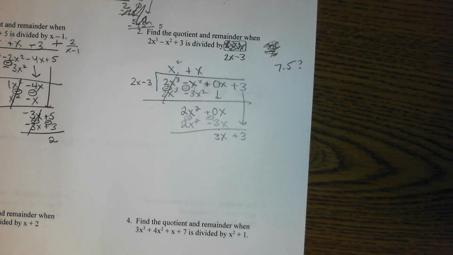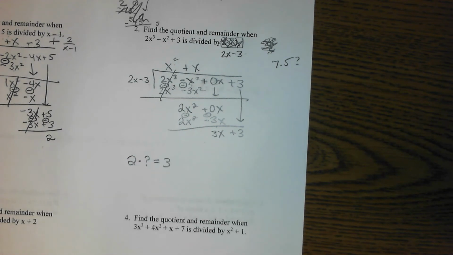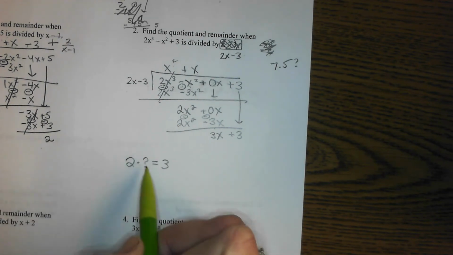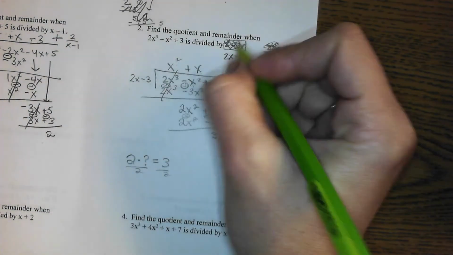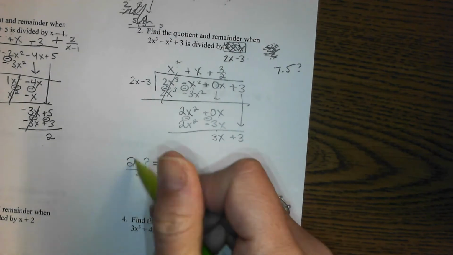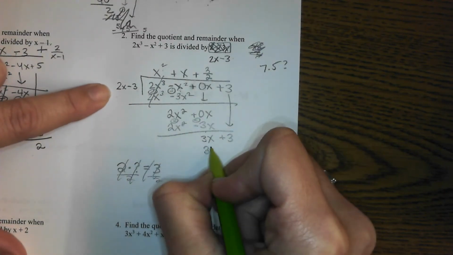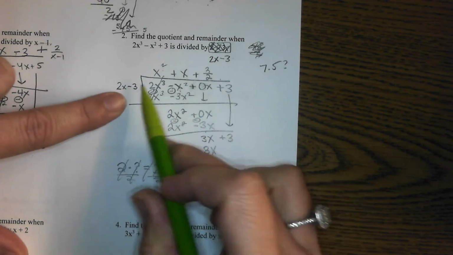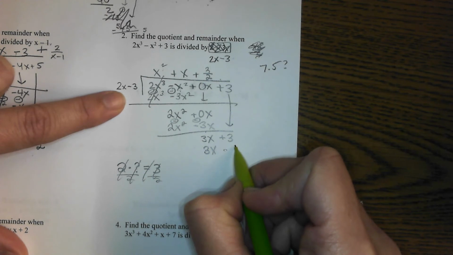Oh, this is why the problem. That's okay. I know you're gonna die if I tell you this, but we can figure out 2 times what gives us 3. 2 times what gives you 3? How do you solve this for the question mark? Divide both sides by 2. So 3 halves it is. So we're going to add 3 halves. 3 halves times 2x is 3x. And 3 halves times negative 3 is negative how many halves? 3 halves times 3 is how many halves?